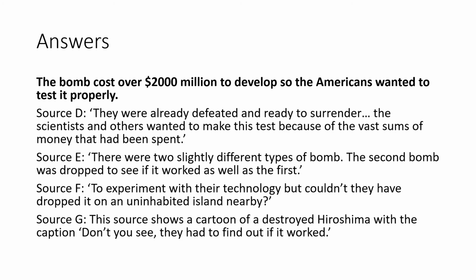For the cost of the bomb, we have a few. Source D, they were already defeated and ready to surrender. The scientists and others wanted to make this test because of the vast sums of money that had been spent. Source E, there were two slightly different types of bomb. The second bomb was dropped to see if it worked as well as the first. Source F, to experiment with their technology, but couldn't they have dropped it on an uninhabited island nearby? And source G, this source shows a cartoon of a destroyed Hiroshima with the caption, "Don't you see they had to find out if it worked?"